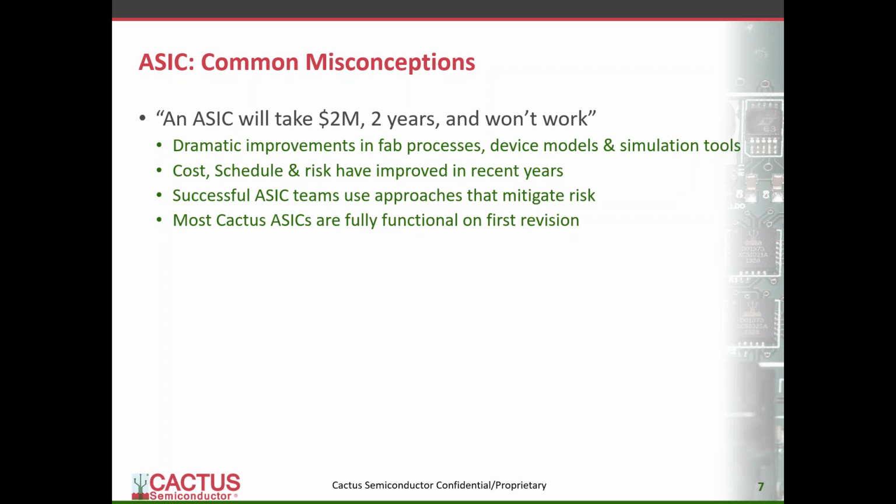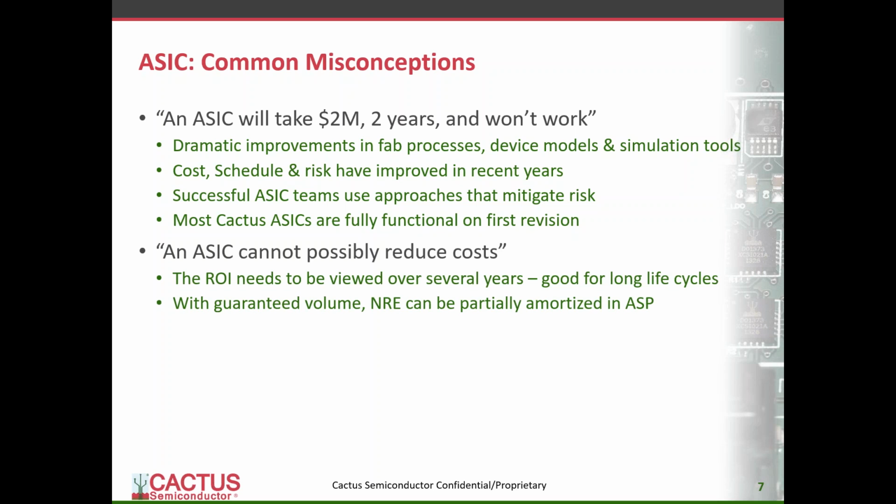Successful ASIC teams are going to use approaches that mitigate risk, and we do that in many ways by staging silicon halfway through the process. So if we do need to make a tweak, maybe we can use those wafers that are staged and we can do it much quicker. We build in extra devices, extra circuits, so that we can make those changes in metal up rather than starting over at the very beginning of the process. So risk mitigation plays an important role. And as I already mentioned, most Cactus ASICs are fully functional on the first revision.